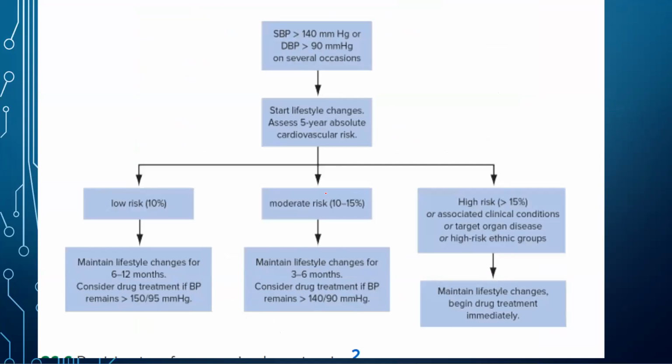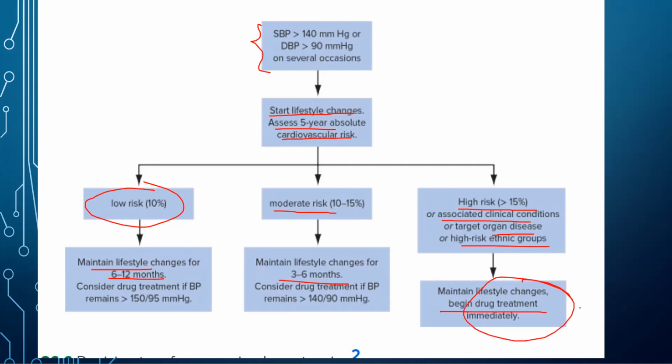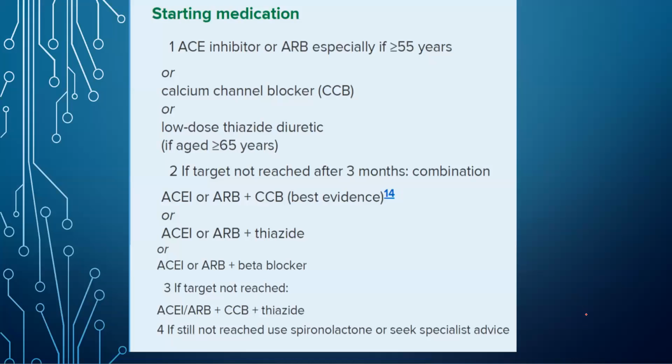Now come to the management of hypertension based on the 5-yearly risk assessment. We always do a cardiovascular risk assessment when we get a patient like this. So you have a hypertensive patient on several occasions. You started lifestyle changes and now you are assessing the 5-year risk. If it is less than 10%, that means it's low risk. You can go for lifestyle modification for 6 to 12 months. For moderate risk, lifestyle modification for 3 to 6 months can be tried, and then you can consider drug treatment if it's still high. For high risk population, with associated clinical condition or target organ damage, or an ethnic group who are high risk, like Aboriginal or Torres Strait Islander, those patients, you should start treatment immediately. Okay? So a lot of things play a role when we are starting medication in these patients.